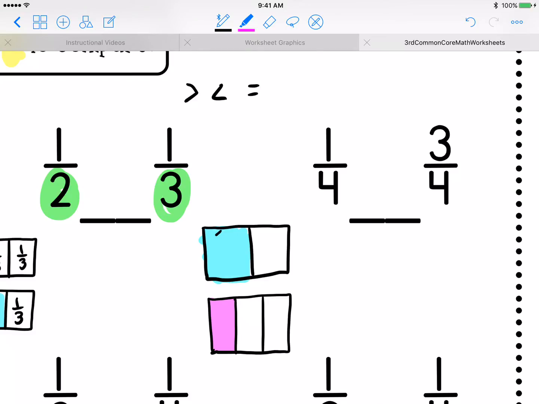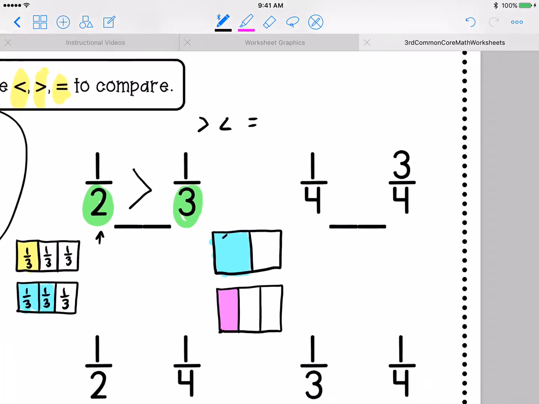And that makes sense because we know that the smaller the denominator, or the bottom number, that means it has bigger pieces. The size of the pieces are bigger. So we know that the pieces of 1/2, or of a shape partitioned into halves, are going to be bigger than a shape partitioned into thirds.